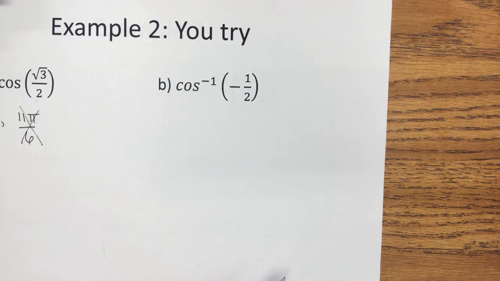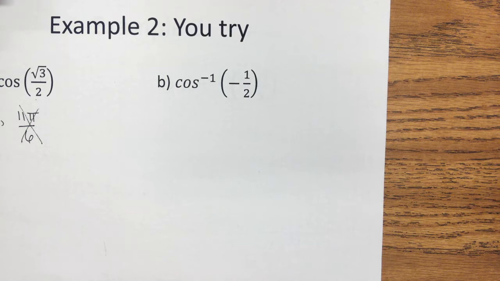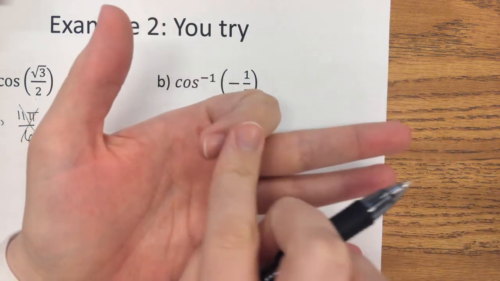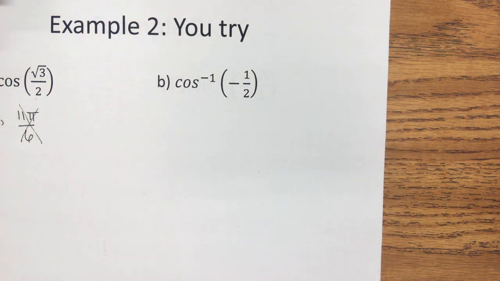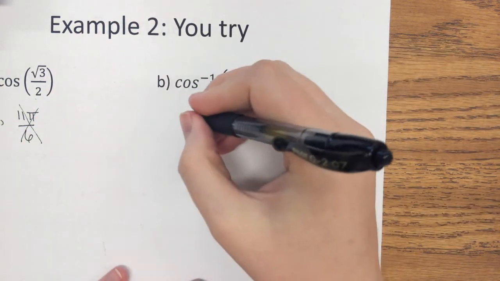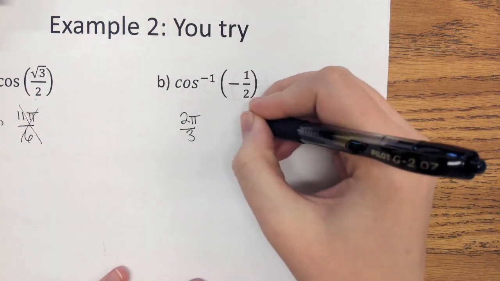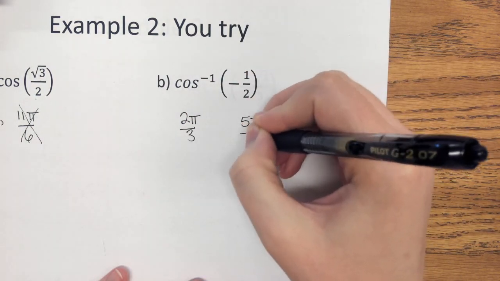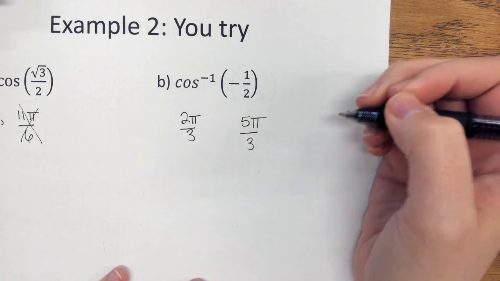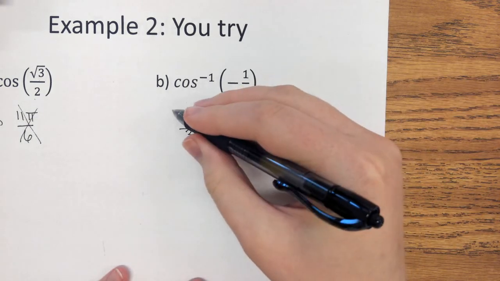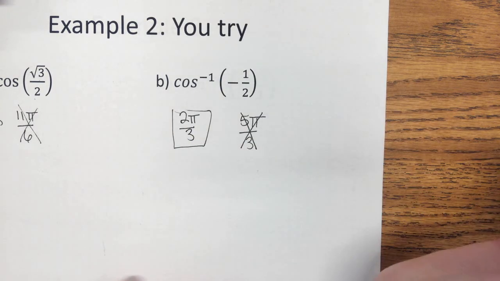The same kind of idea is true for inverse cosine of -1/2. So I'm thinking, okay, cosine 1/2, I need one finger above. That's your pi over 3 angles. Cosine is negative in quadrant 2, which would be 2 pi over 3, and in quadrant 3, which would be 5 pi over 3. But again, my restricted domain is from 0 to pi. 5 pi over 3 is too big. 2 pi over 3 is the only one that works.